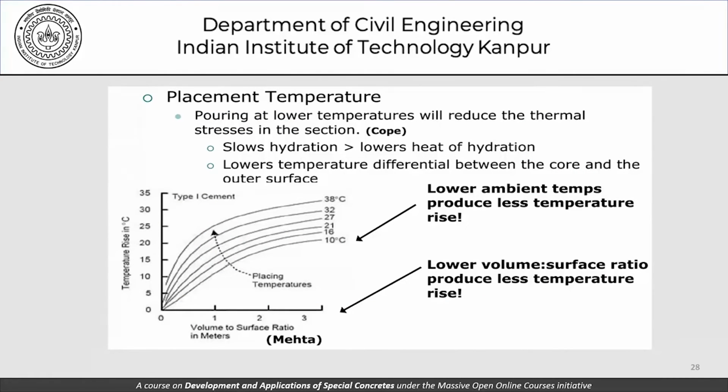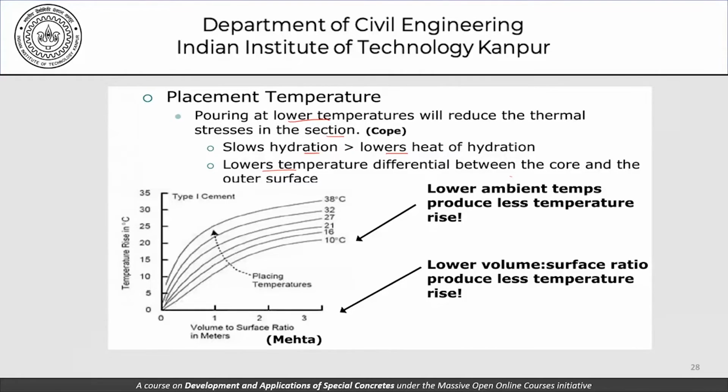I mentioned to you that placement temperature is a very important thing. Pouring at lower temperatures lowers the thermal stresses in the section. Slow hydration lowers the heat of hydration. Lower temperature differentials between the core and the outer surface lower the heat of hydration.